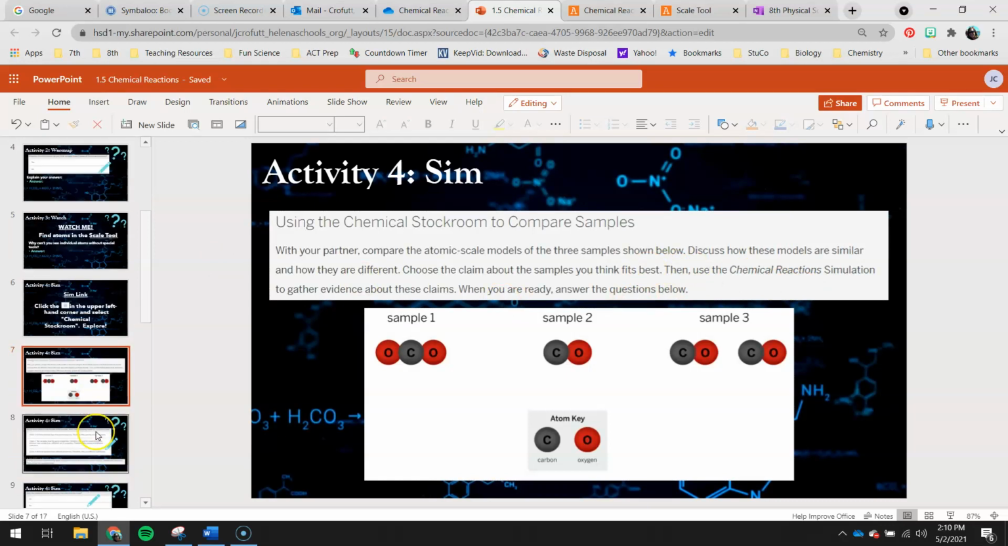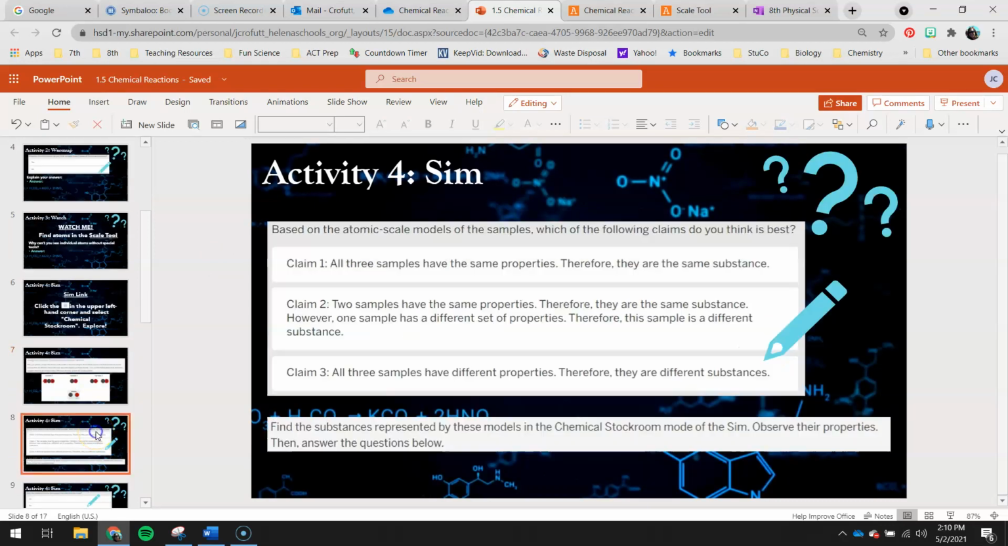So first you have a little prediction to make before you jump into the simulation. Based on the atomic scale models of the samples, which of the following claims do you think is best? You will need to use your draw tool to circle your answer here. So claim 1: all 3 samples have the same properties, therefore they are the same substance.